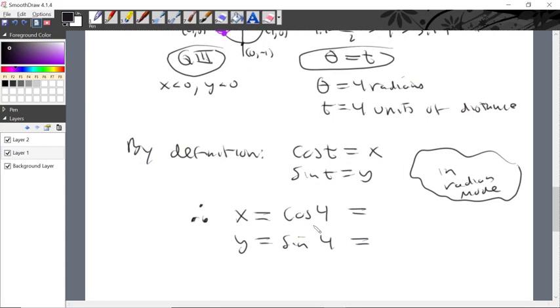So we can go to the calculator and plug in cosine of 4. As long as we're in radian mode, it would evaluate this correctly. Whenever you use the radian mode in the calculator, the input, as far as the calculator is concerned, is the same whether it was an angle or a distance. Right now we're plugging in a distance, 4 units of distance, which is done by using the radian mode on the calculator.